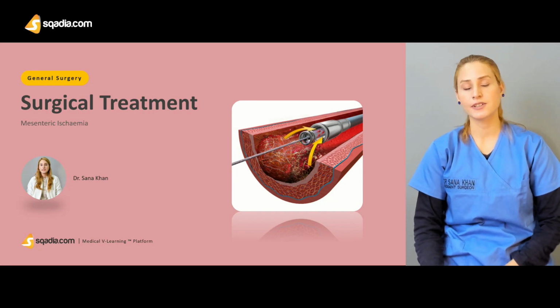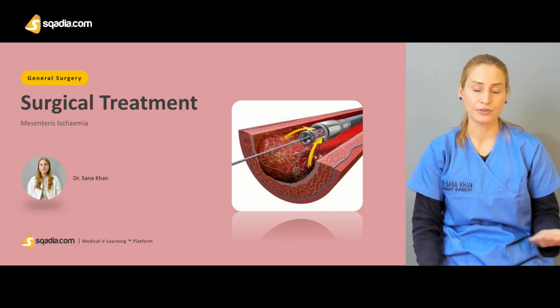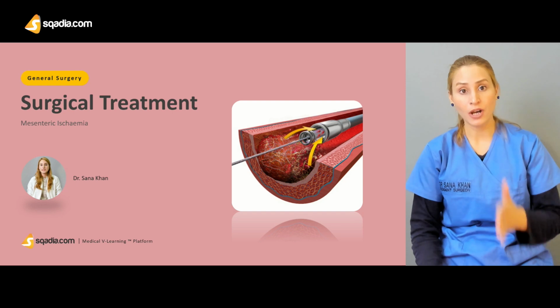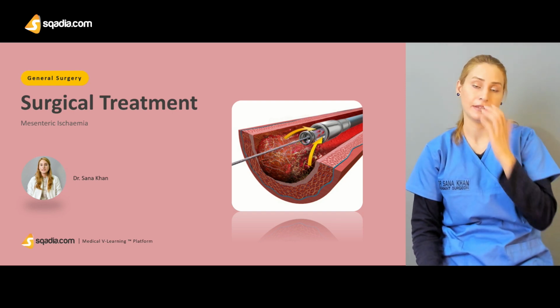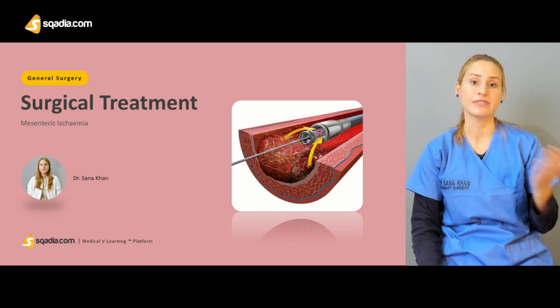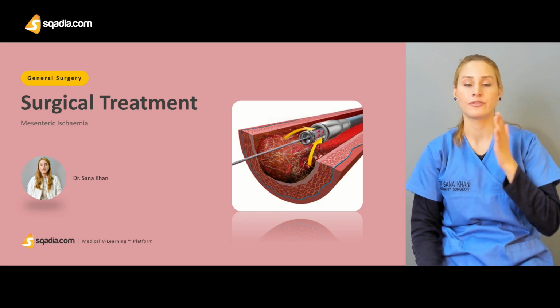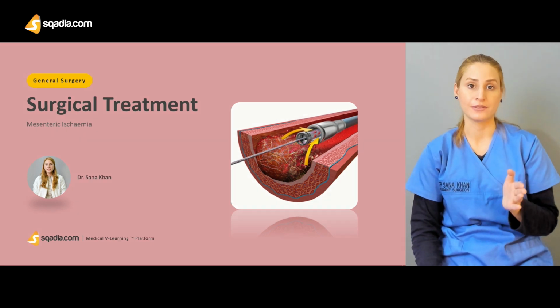Regarding the surgical treatment, obviously the patient is not hemodynamically stable, and you have decided to perform the exploratory laparotomy. In laparotomy, you then decide on revascularization or bowel resection. First revascularize, and there are options: either you go for embolectomy or bypass grafting, and then you go for a bowel resection.